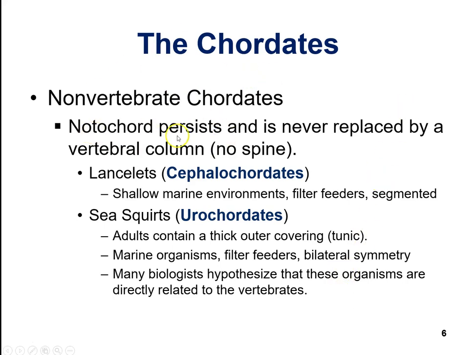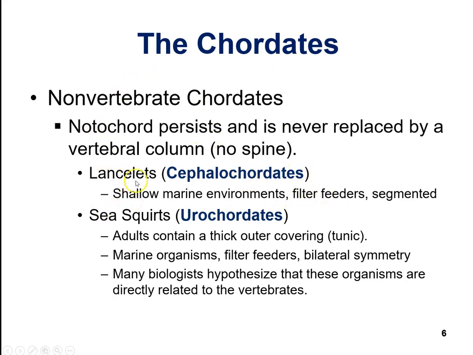So again, the notochord will persist and it's never replaced by a vertebral column, right? So these animals do not have a spine. Again, if you're talking about vertebrates, they'll have a notochord early on during development, and then it will eventually be replaced by a vertebral column. And so that's what's going to set apart a non-vertebrate versus a vertebrate.